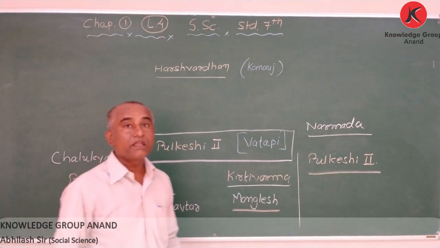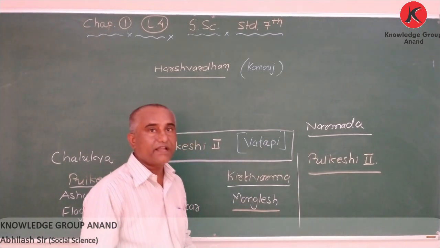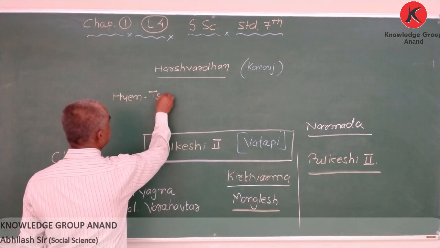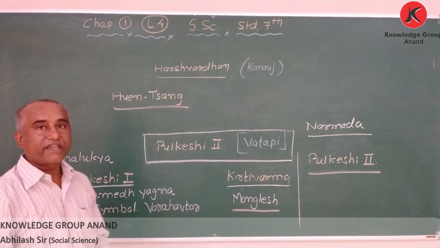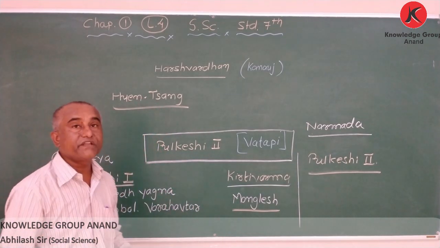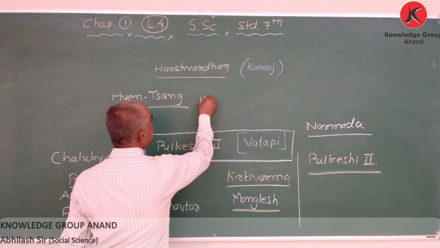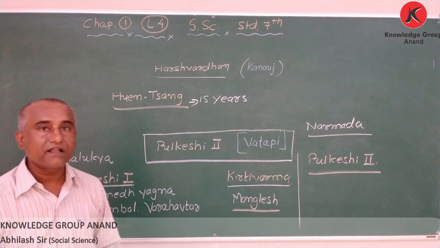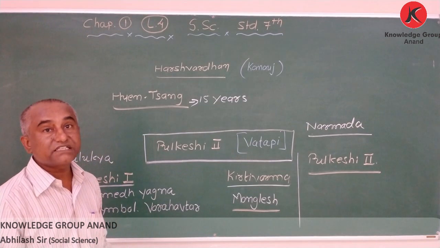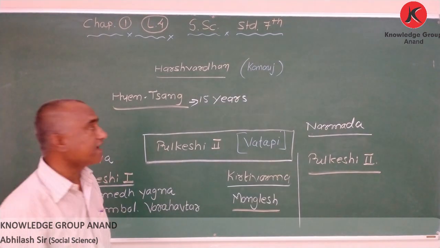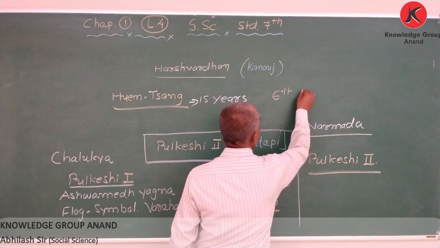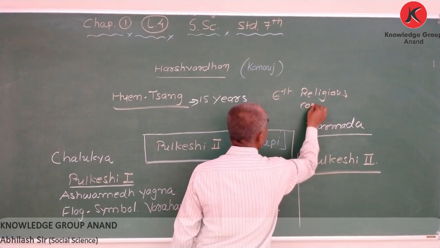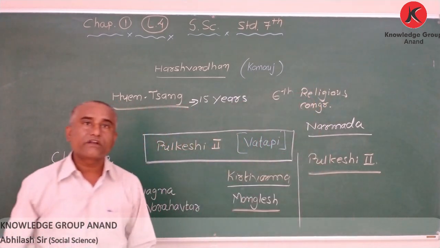During his time, one great Chinese traveler came to India. Last time I said he was Yuan Sang. Yuan Sang, who came from China, stayed in India for around 15 years. Who? Yuan Sang. He attended the 6th religious congregation, which was held at Prayag.